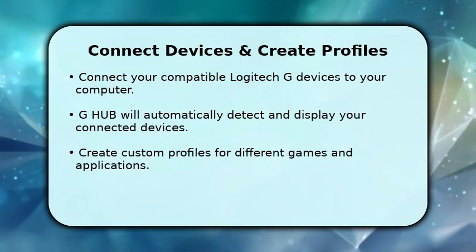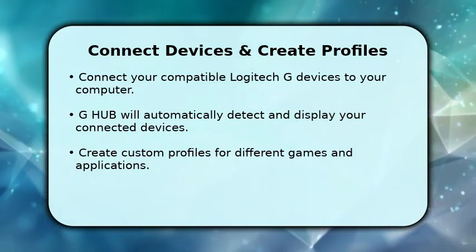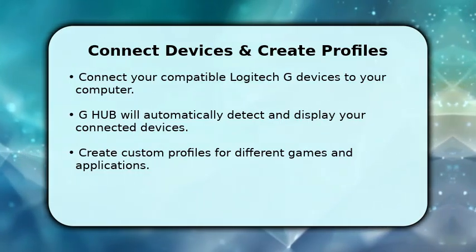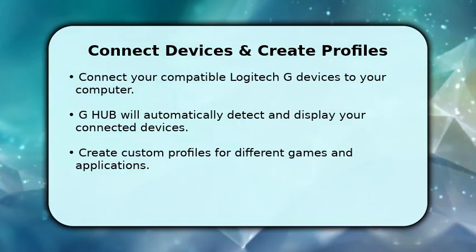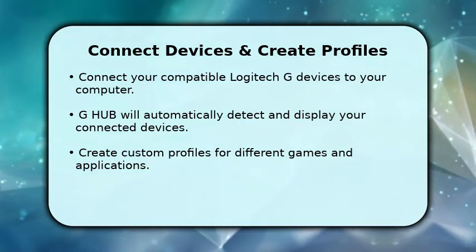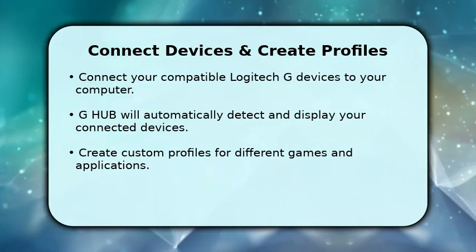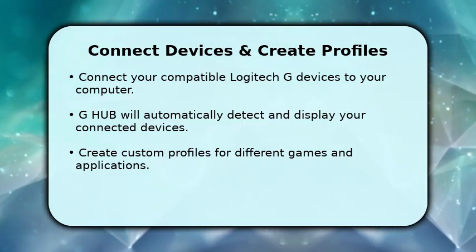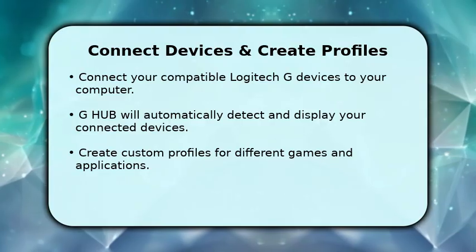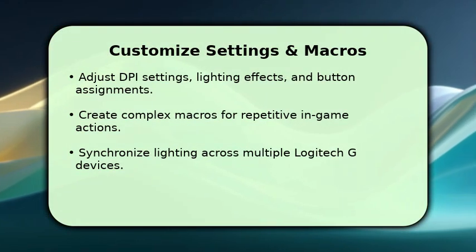After installation, connect your compatible Logitech G devices, such as a mouse or keyboard, to your computer. GHUB should automatically detect and display them on the main interface within a few seconds. Next, you can begin creating custom profiles. These profiles allow you to tailor settings for specific games or applications, ensuring optimal performance and personalized control for each experience. Now, dive into customization.